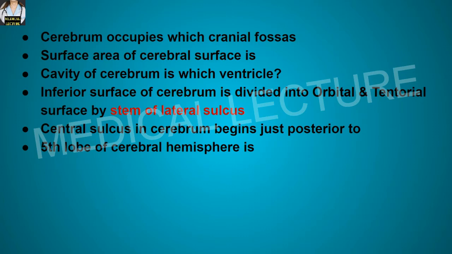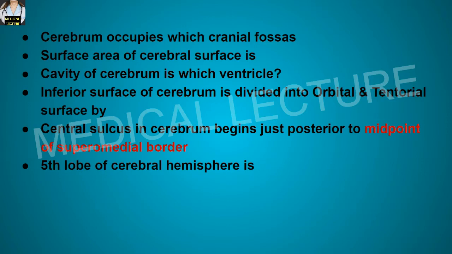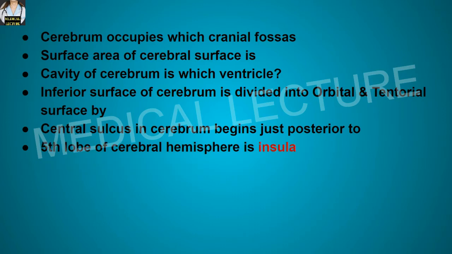Central sulcus in cerebrum begins just posterior to midpoint of the supromedial border. Fifth lobe of the cerebral hemisphere is insula.